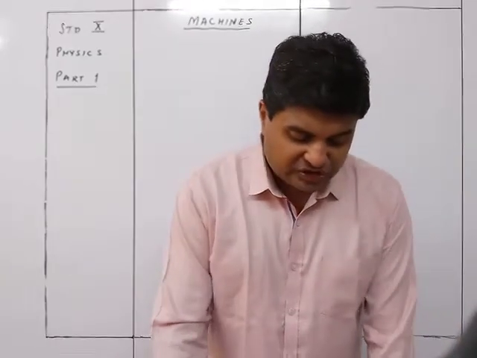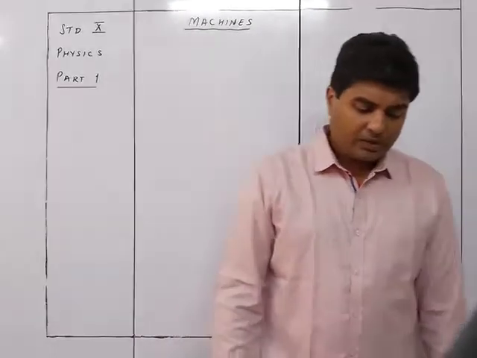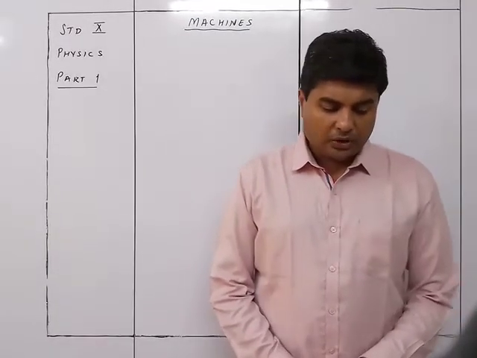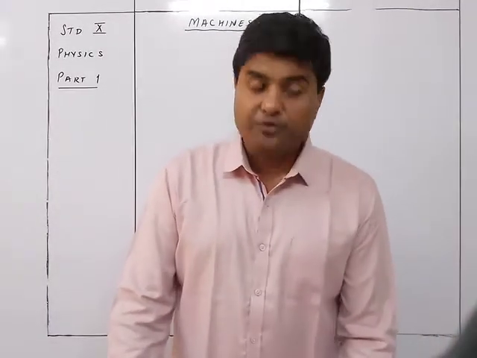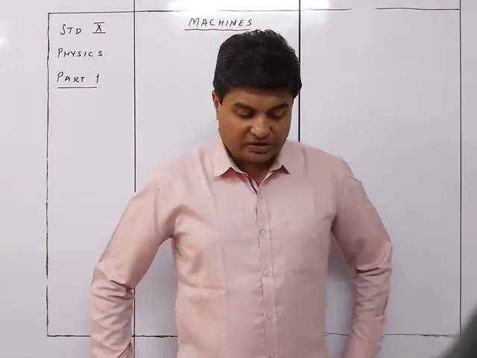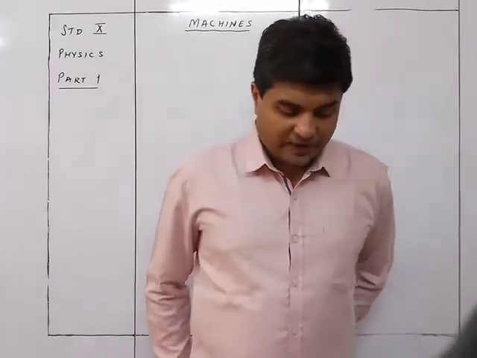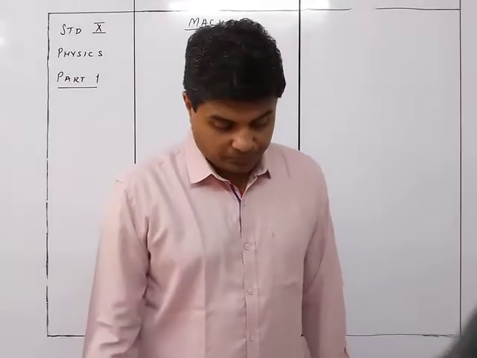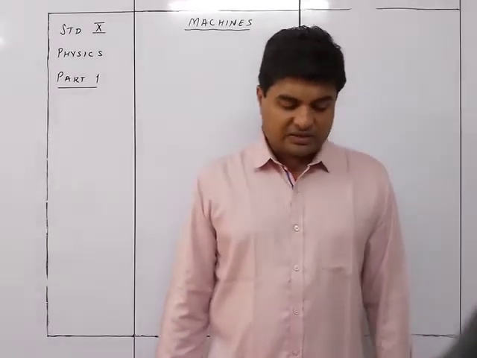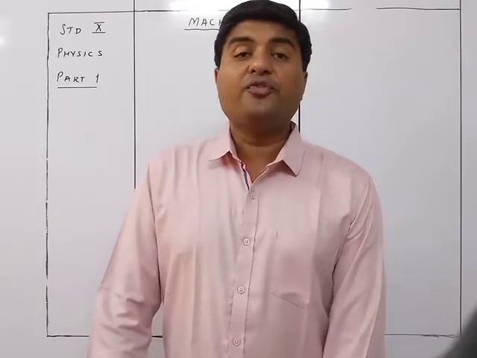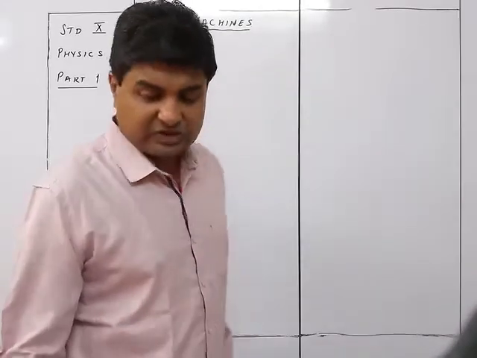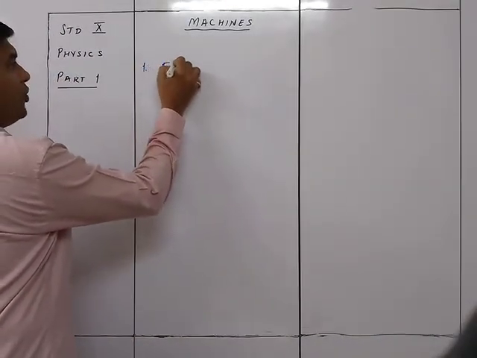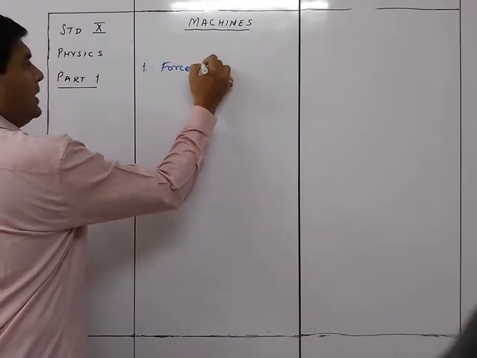So now let's see the functions and uses of simple machines. The various functions of machines are useful for us in the following four ways. First, in lifting a heavy load by applying less effort, that is a force multiplier. So the first category of machine is called a force multiplier.